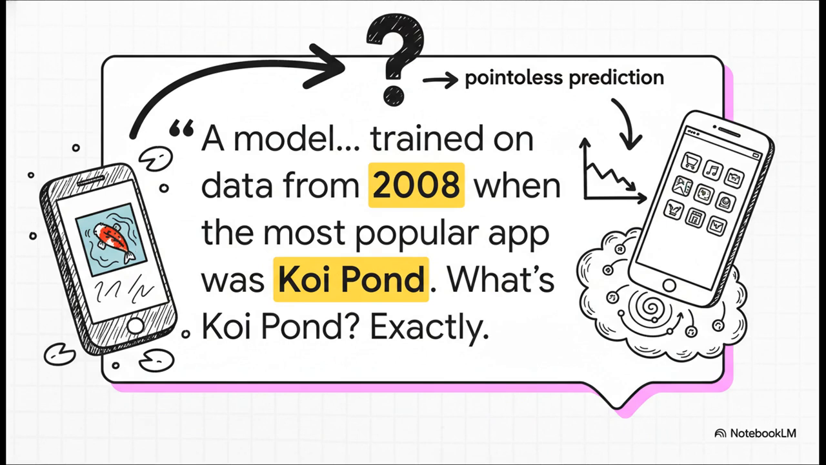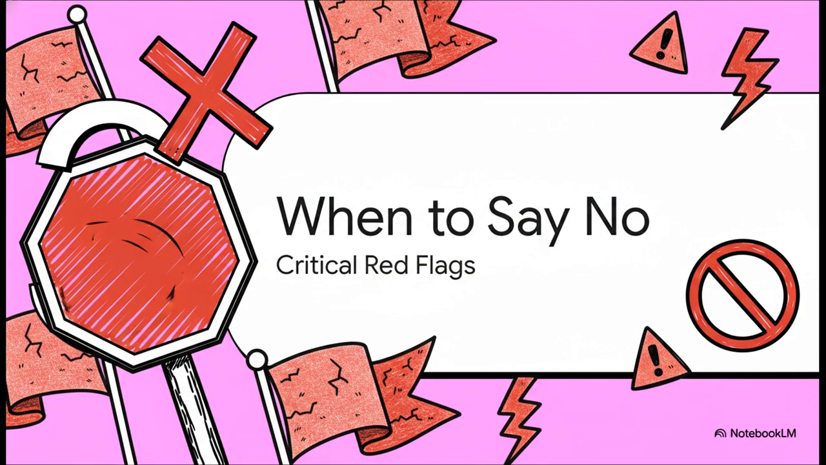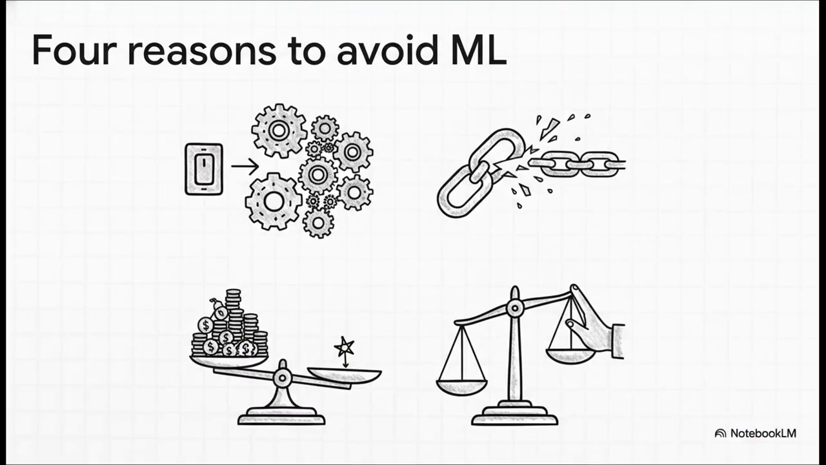So the question you have to ask yourself is, will the patterns in my training data still hold true tomorrow? So we've talked about when to say yes. But it's just as important, maybe even more important, to know when to say no. So let's look at the big red flags that should make you hit the brakes. These right here are four hard stops. First, if a simple, non-ML solution works, for goodness' sake, use it. Don't overcomplicate things. Second, if a single mistake could have catastrophic consequences, like in medical diagnostics, you have to be incredibly careful. Third, if the cost just outweighs the benefit, you gotta walk away. And finally, if it's unethical, well, the answer is always no, period.